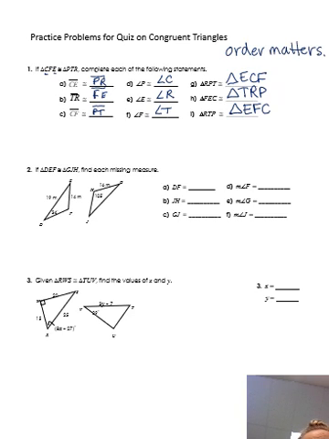Number 2, triangle DEF is congruent to triangle GJH. Find its missing measure. Remember, when it says measure, you want numbers for your answers. All right, the length of DF.